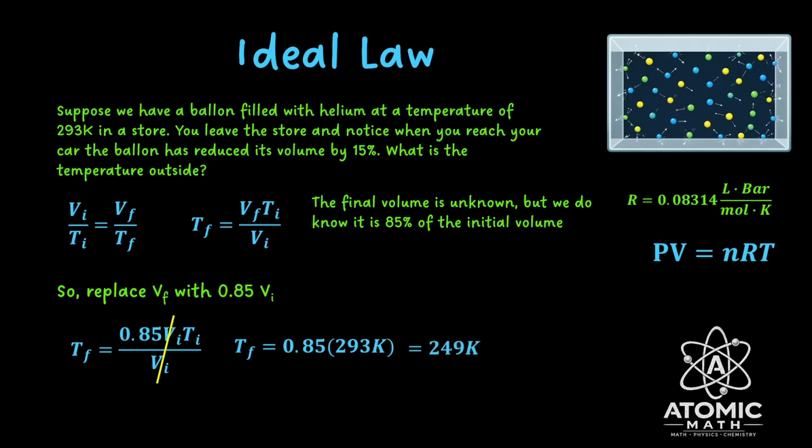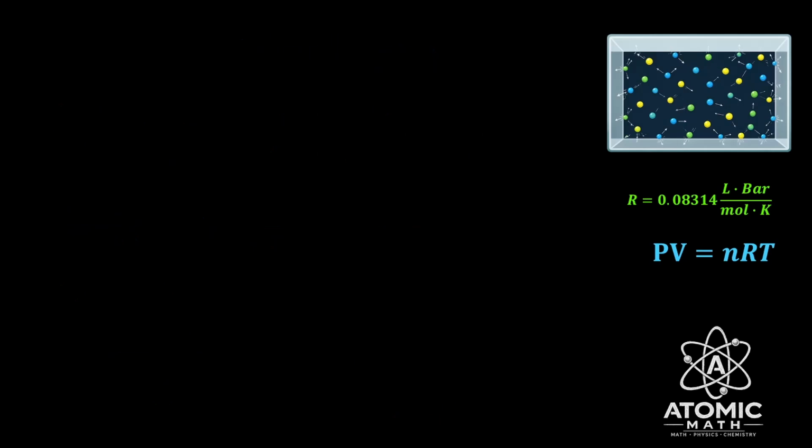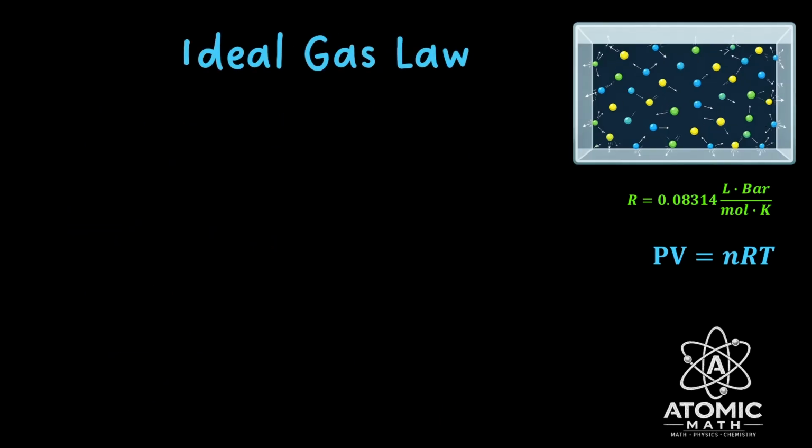And this is going to give me 249 Kelvin, which is about minus 24 degrees Celsius, aka a normal winter day in Canada. Now, one of the things that's important to know is why do we call it ideal? There are two things that we are kind of ignoring when we use this. But the thing is that at regular temperatures and pressures, these things are pretty negligible. The problem arises when you get to really high pressures or really low temperatures. Let's look at what they are.